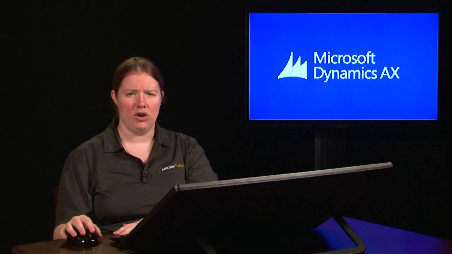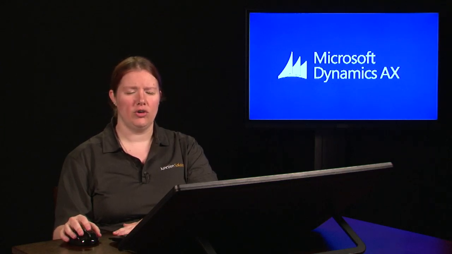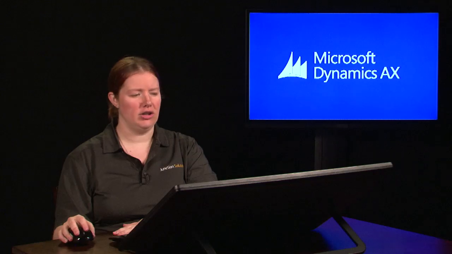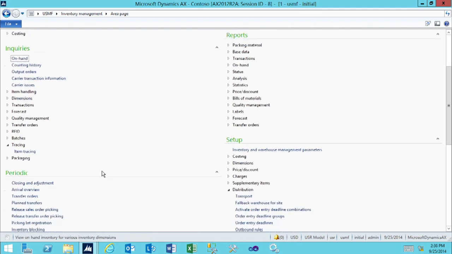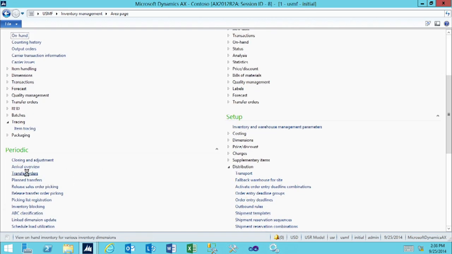If needed, you can override settings that have come from the header. Also, the form has direct links to the picking list, shipment, and receiving functionality. Let's switch over to AX and I'll show you how to create a transfer order. Transfer orders are found in the Inventory Management module underneath Periodic and then Transfer Orders.